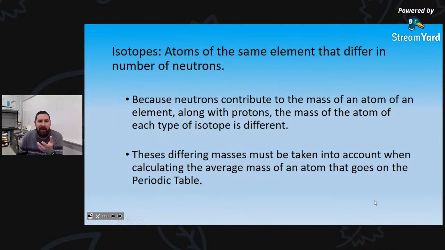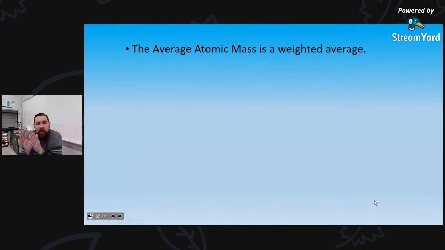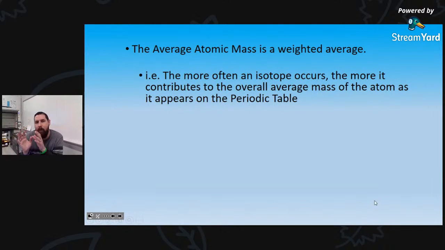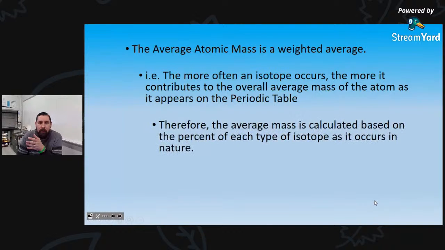Problem is, it's not just any regular average where you just add up values and then divide by how many values you added. Instead, when we talk about the average atomic mass of an element, we're talking about a weighted average. This means that the more often an isotope occurs, the more it contributes to the overall mass of the atom as that mass appears on the periodic table. Therefore, average mass is calculated based on the percent of each type of isotope as it occurs in nature.